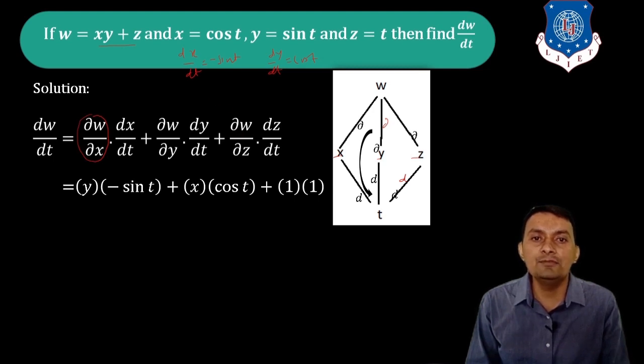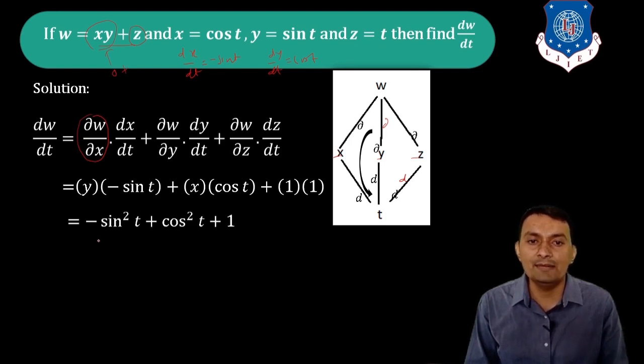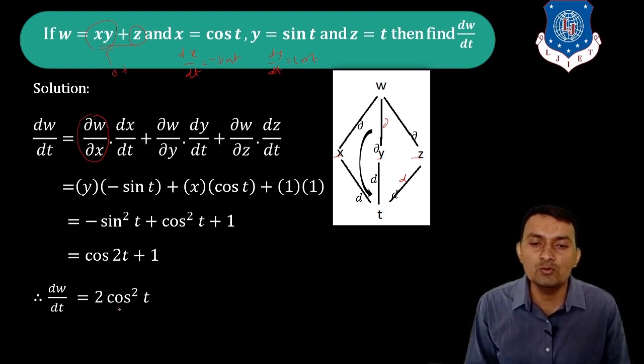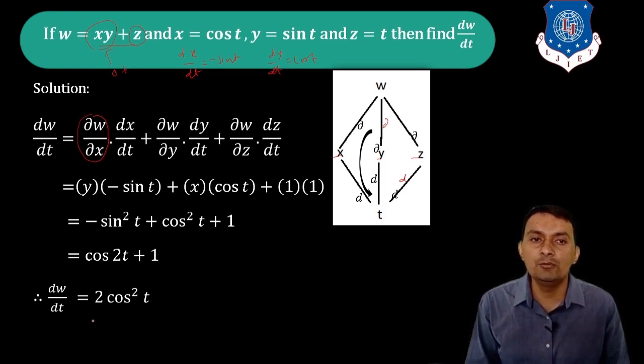And plus del w by del z, we concentrate on this one, and this is a constant quantity, so it is going to be 0, and then del z by del z is going to be 1, and dz by dt is going to be 1, so we get this. After simplifying, you will get this. Still you can simplify, so cos 2t plus 1. Also using the formula, 2 times cos square t is equal to dw by dt. Still, if I want dw by dt at a particular point, say t is equal to 0, what will it be?